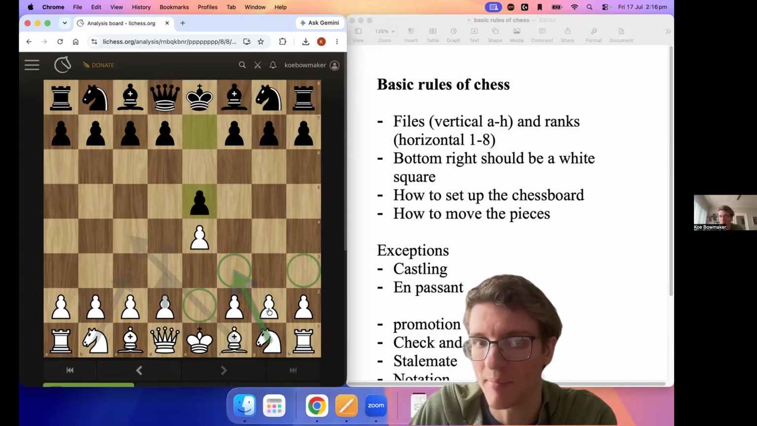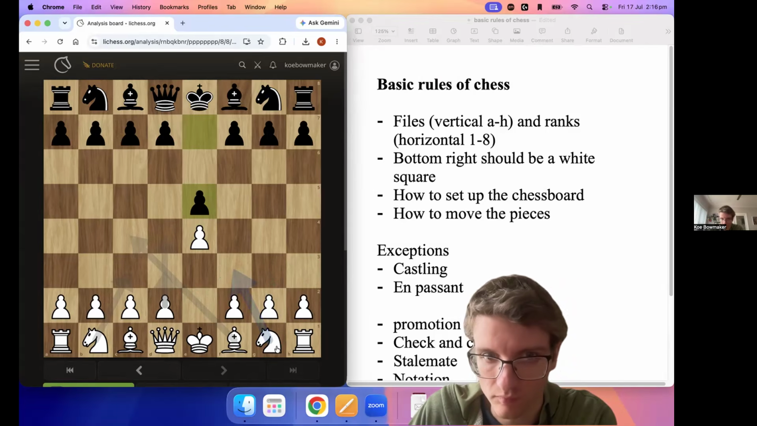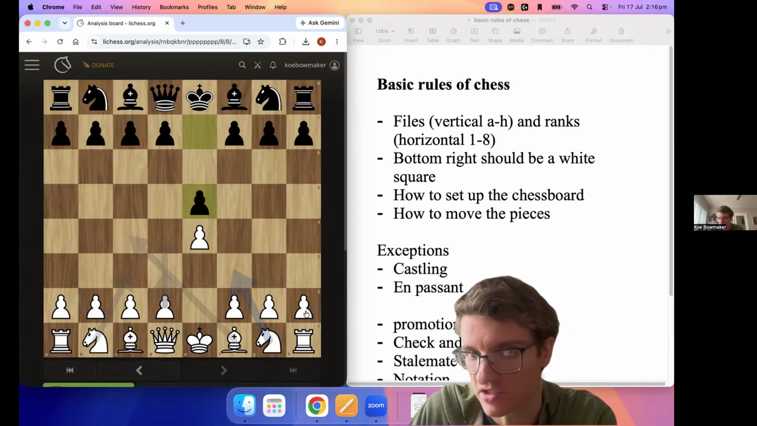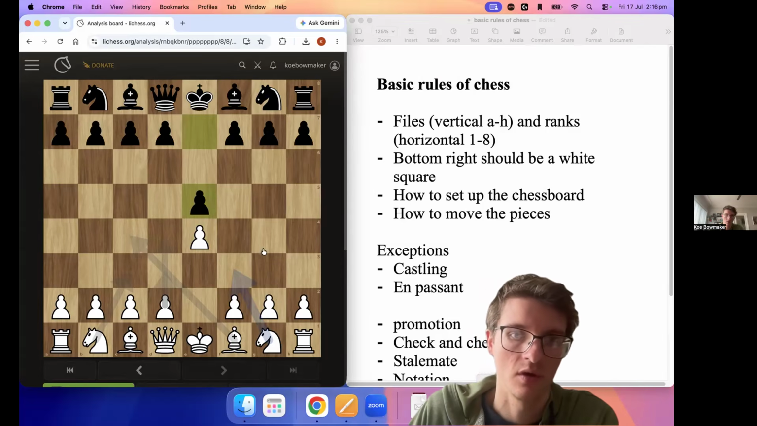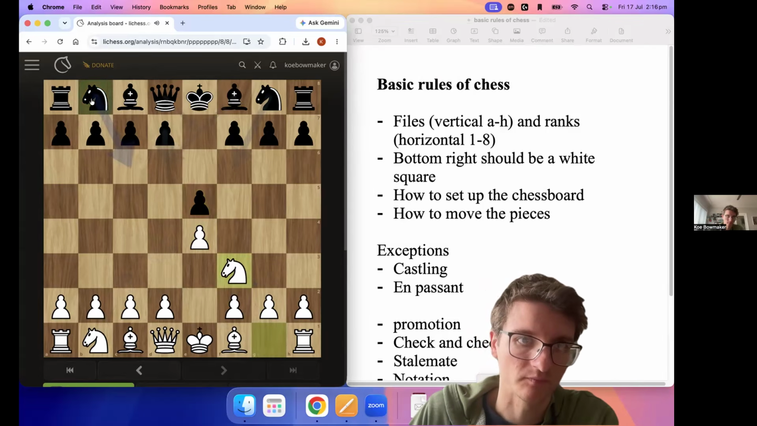So it looks like a capital L. And obviously it can't go to the right because this is the side of the board here. If there was another square, well, it would go next to H2. Okay, so that's the knights.